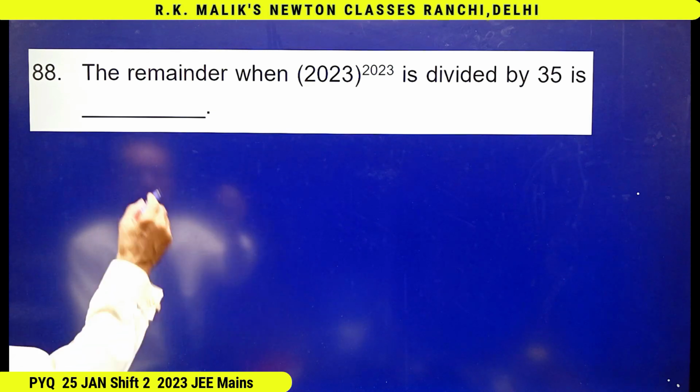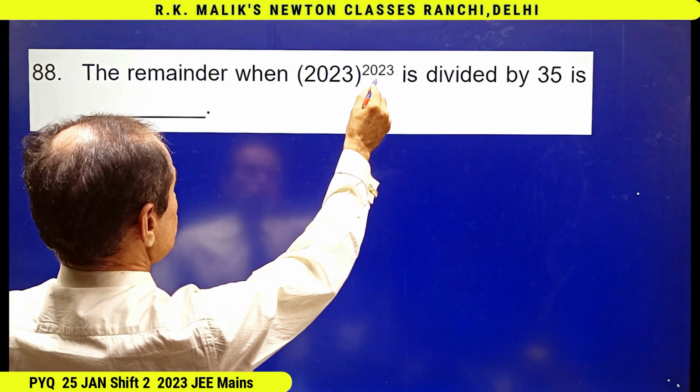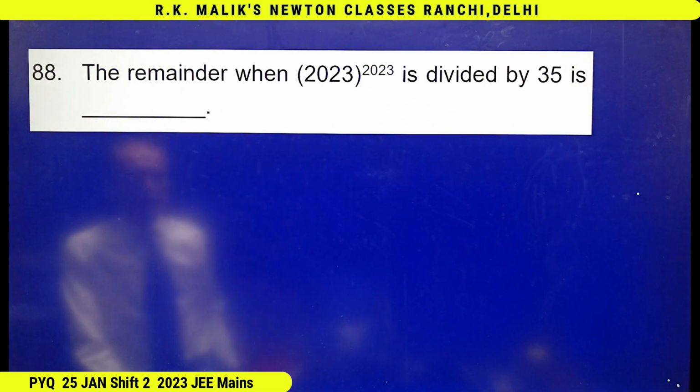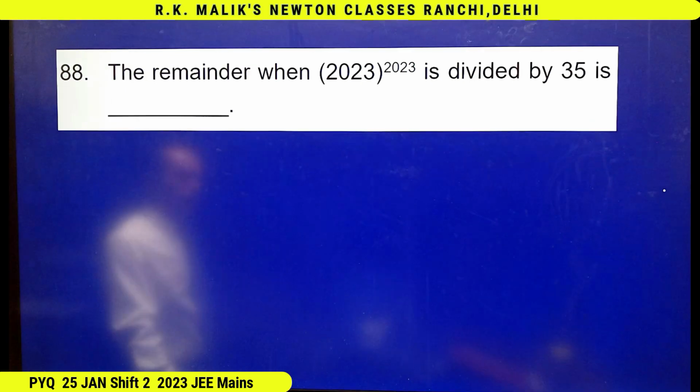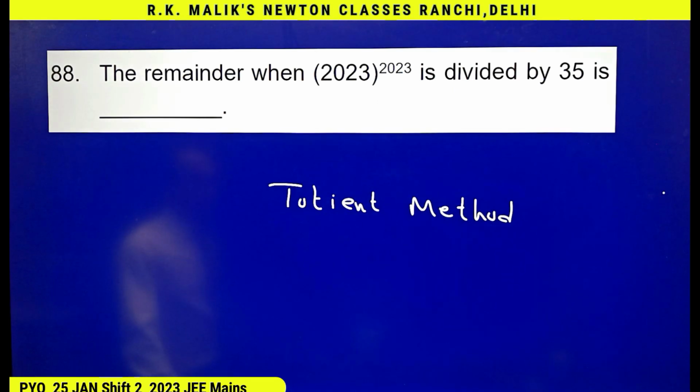In this question, it is given that the remainder when 2023 to the power 2023 is divided by 35 is dash. You have to fill in the blank. I will do this question with the help of the totient method. And before telling you this method, first I will tell you the meaning of the word totient.